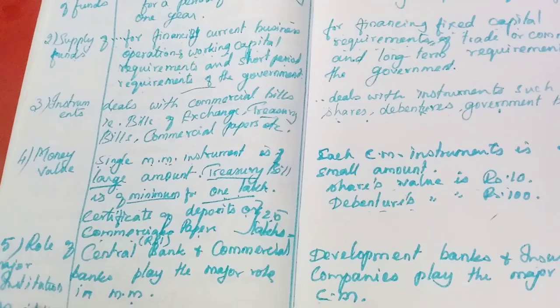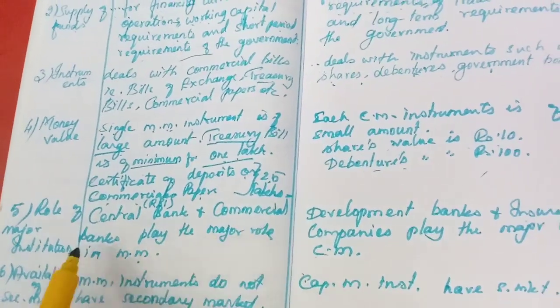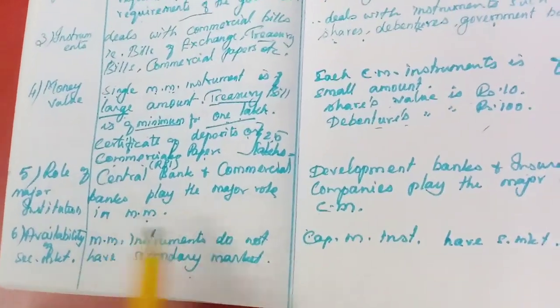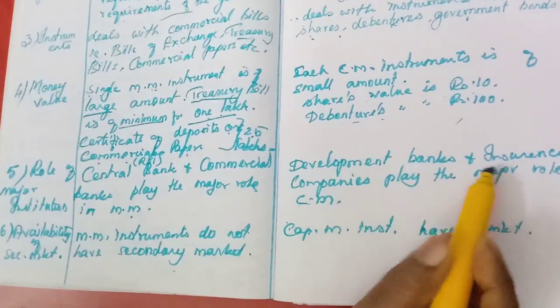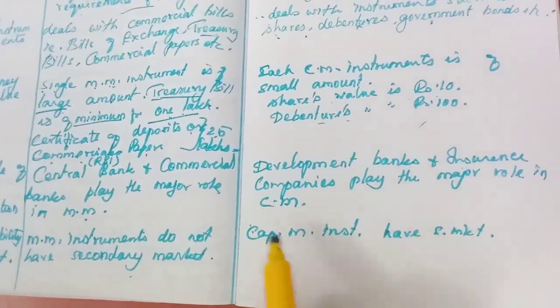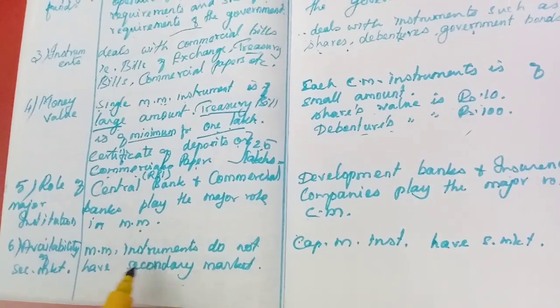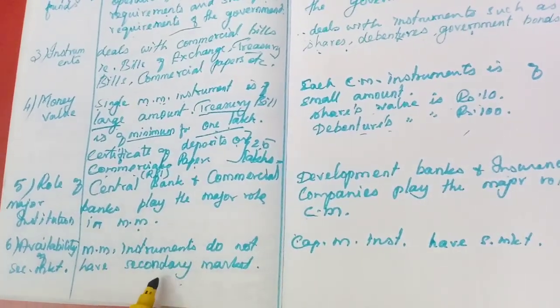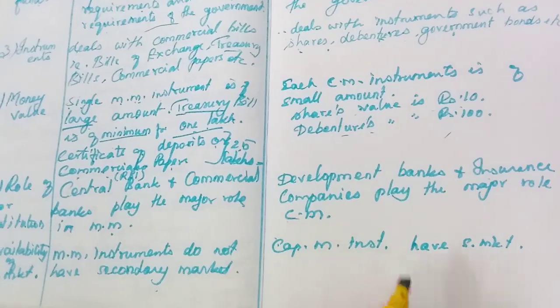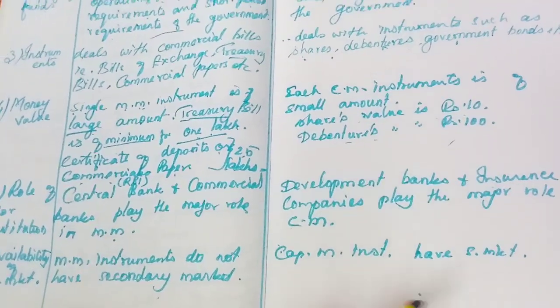Then role of major institution. Central bank and commercial banks play the major role in money market. Development banks and insurance companies play the major role in capital market. Availability of secondary market. Money market instruments do not have a secondary market, but capital market instruments have a secondary market.